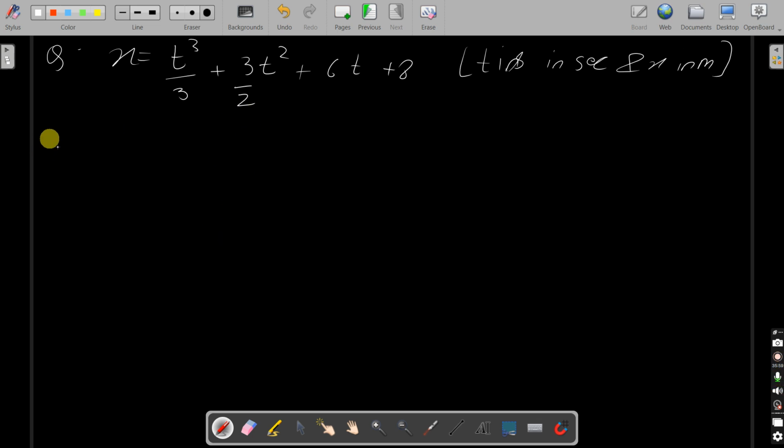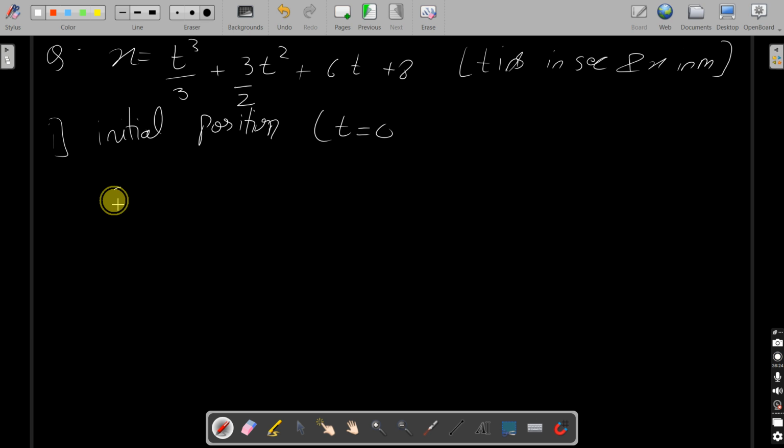So we need to find x initial position, which will be at t is equal to 0. So substitute t is equal to 0. We are asked position, not velocity or acceleration, so we will not differentiate x with respect to time because we are asked position.